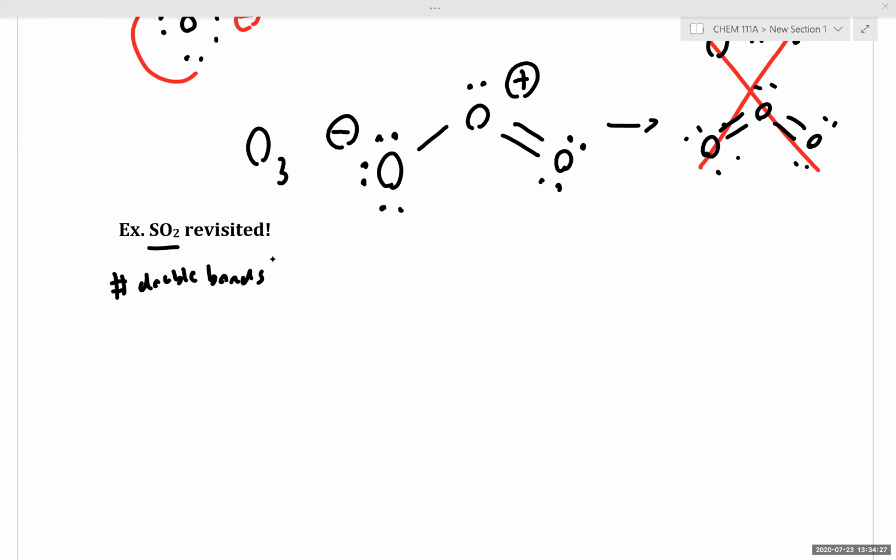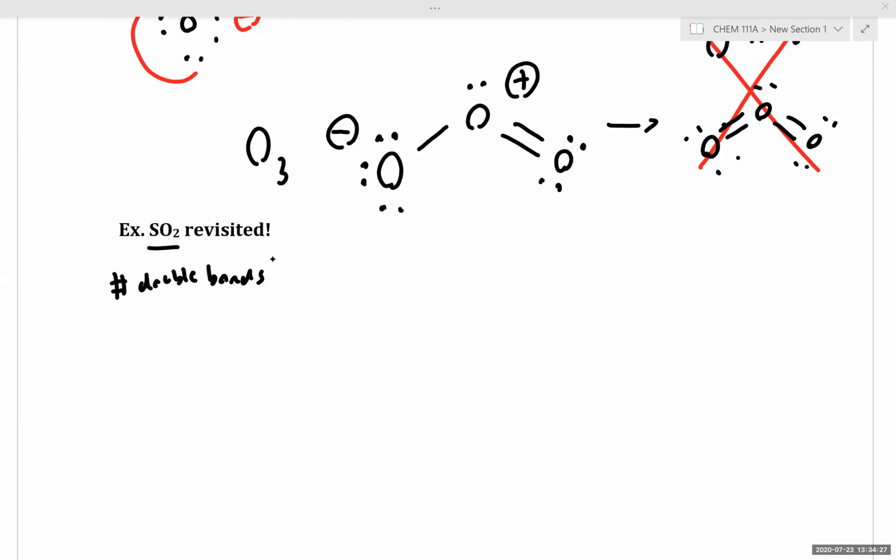No, as long as you're meeting the bare minimum of a complete octet, when you invoke an expanded octet, you're mainly looking at formal charge considerations. You don't need to have, for example, 12 electrons or any specific number. If you have more than 8 electrons and your formal charges are minimized when you're invoking an expanded octet, the structure is perfectly acceptable.